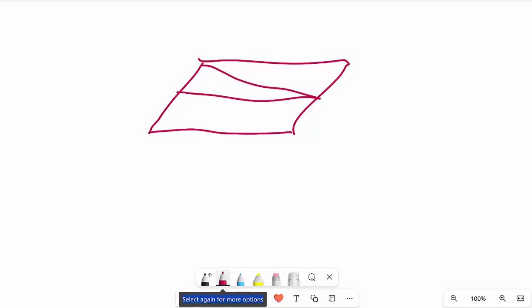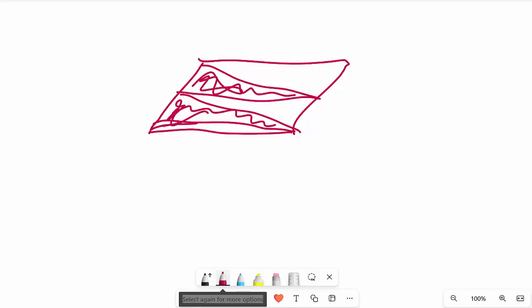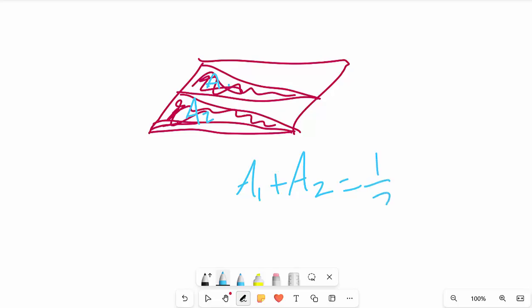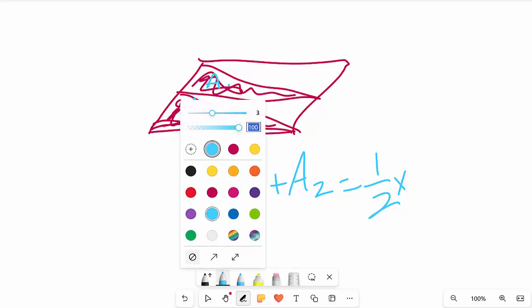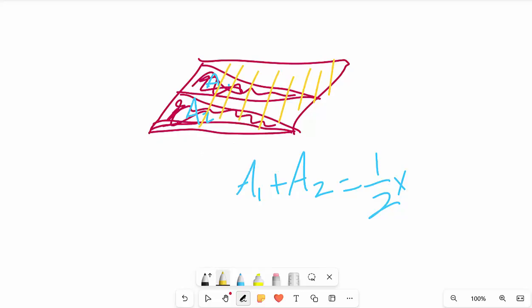also hold true when we draw on the other base of the parallelogram like this. A1 and A2 are half of the area of the parallelogram.